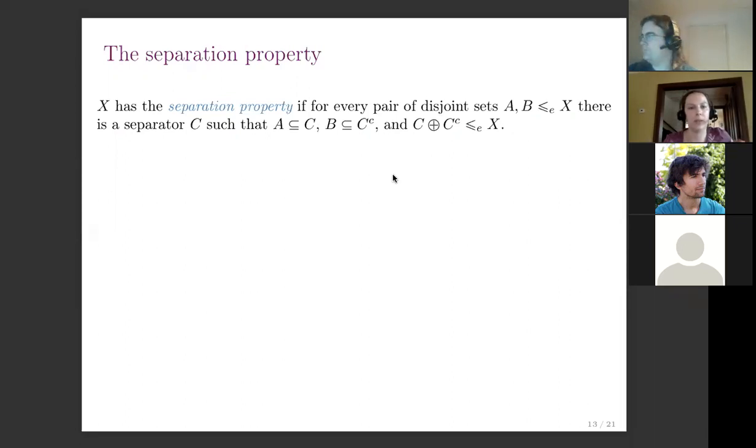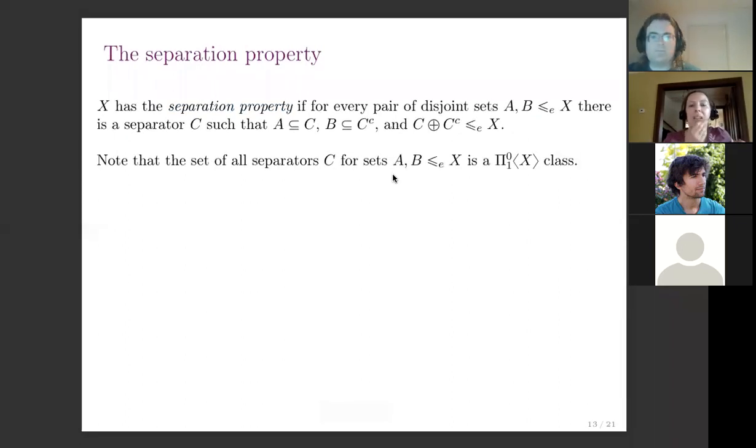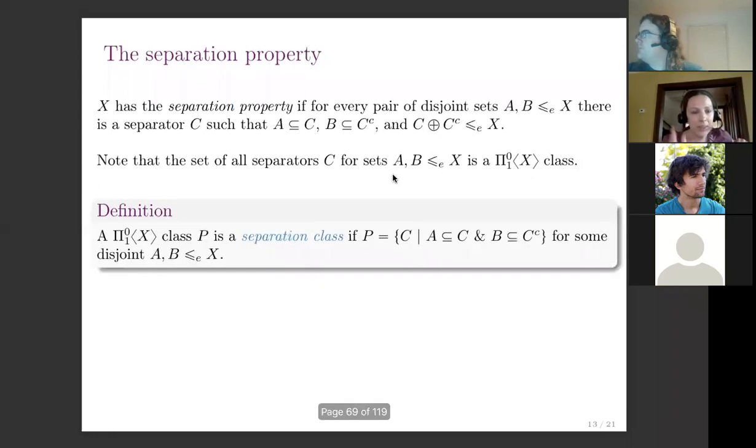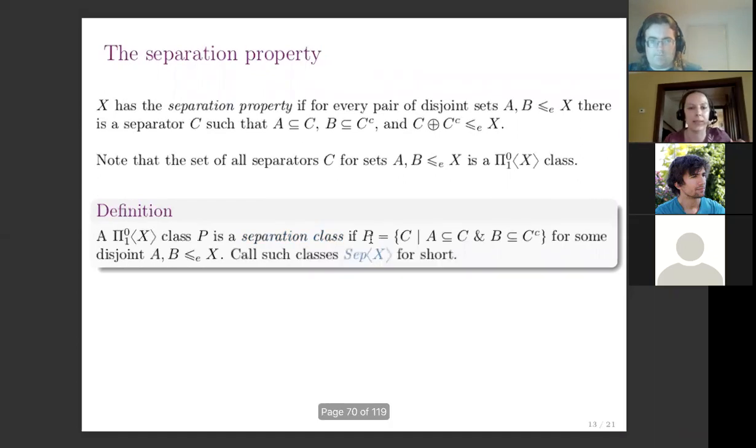That's a separator. Now notice that the set of all separators C for sets A and B that are disjoint forms a pi-0 relative to X class. We actually used this in the previous slide, but let me state it here. And let me isolate these kinds of classes by giving them a name. Let's say that a pi-0 relative to X class P is a separation class if it's precisely of this form, the set of all separators for disjoint sets A and B below X. Let's call these sep-X classes for short.